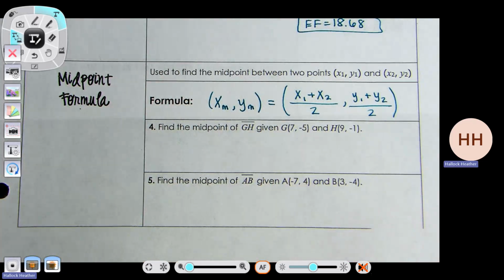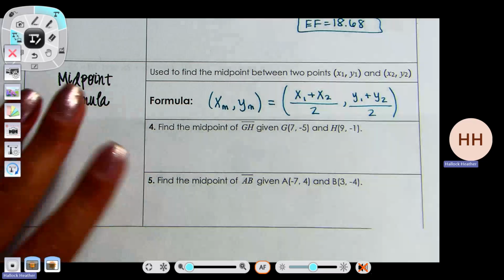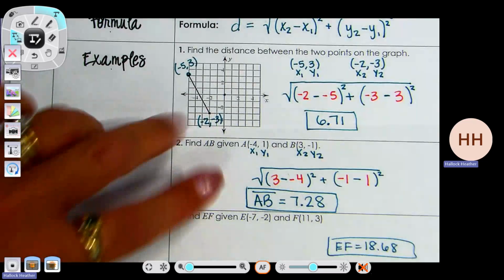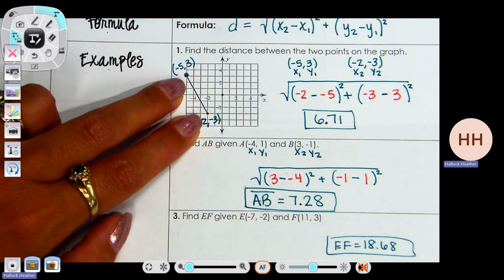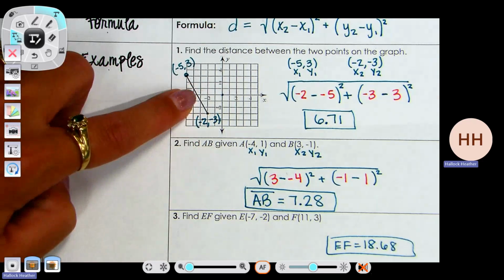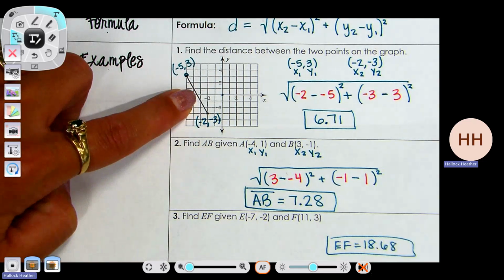If you think about it, if I have two points on a graph over here, I can find the midpoint, which would fall somewhere in the middle, smack dab between them. So you're going to have an X value and a Y value because it's on a coordinate plane.